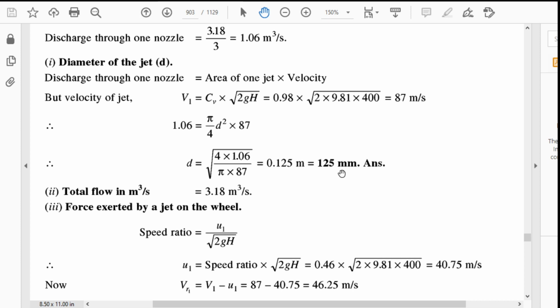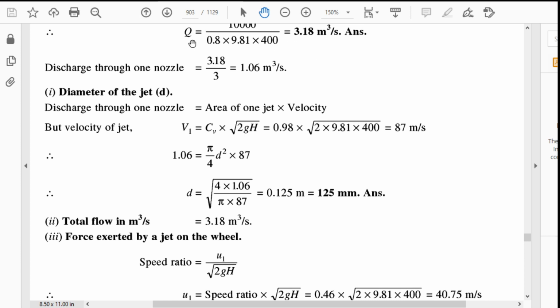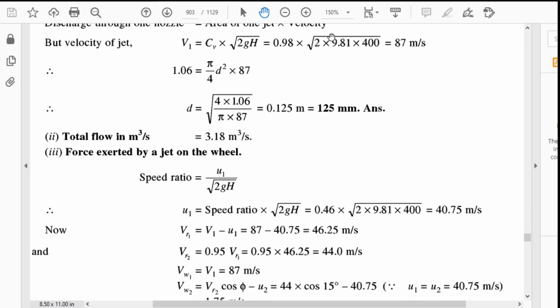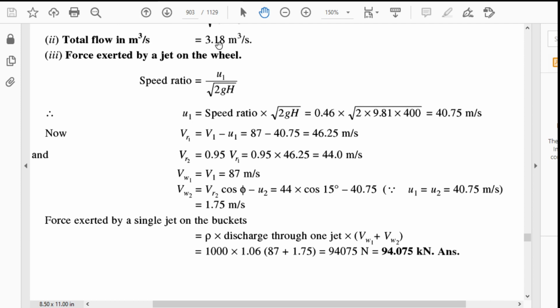Secondly, they have asked us to find out the total flow in meter cube per second. The total flow we have already calculated. The discharge is 3.18 meter cube per second, so no need of calculating it again. Total flow will be 3.18 meter cube per second. Now third, they have asked us to find the force exerted by jet on the wheel. For this, you have to remember the impact of jet topic also.